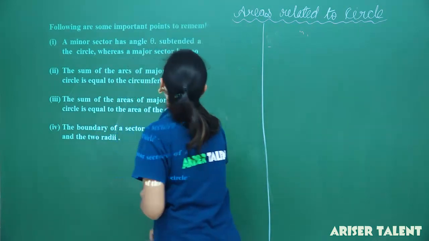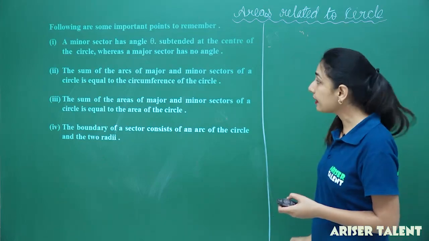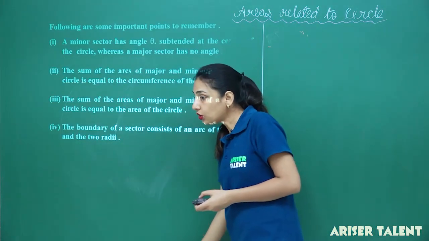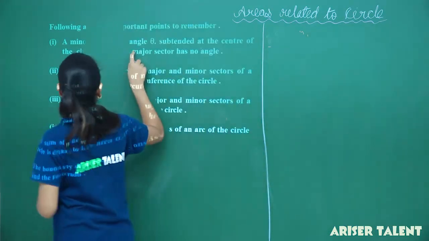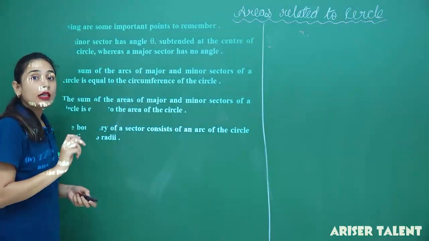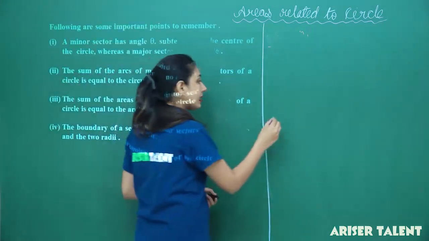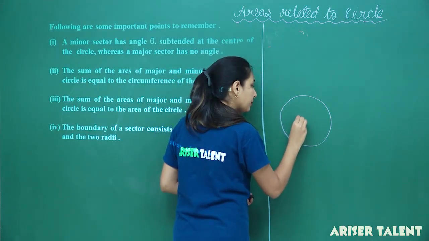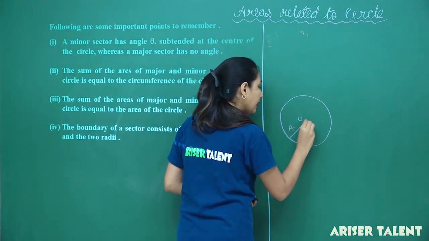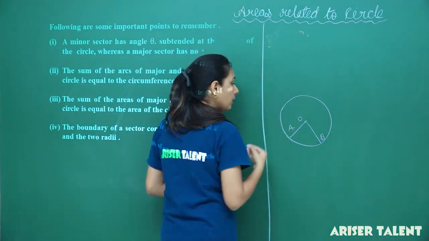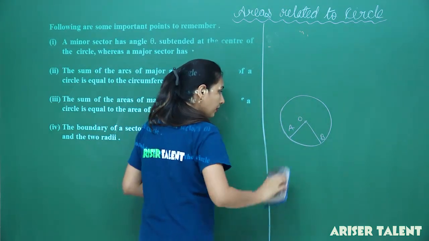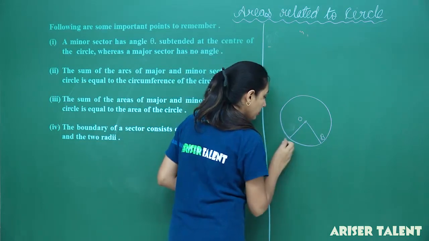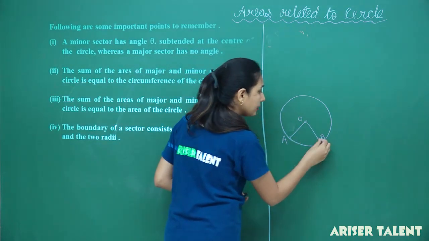Some important points to remember about sectors. I've told you that the minor sector has angle theta. If this is point O, and this is A, and this is point B, students, I'm not talking about the length, I'm talking about the point, B.